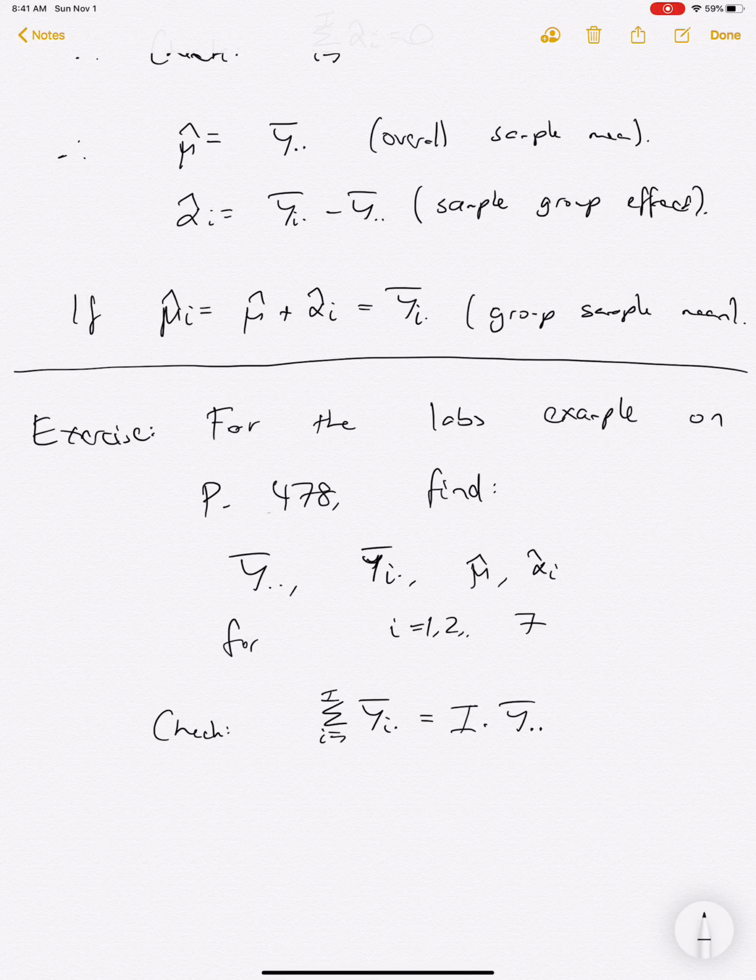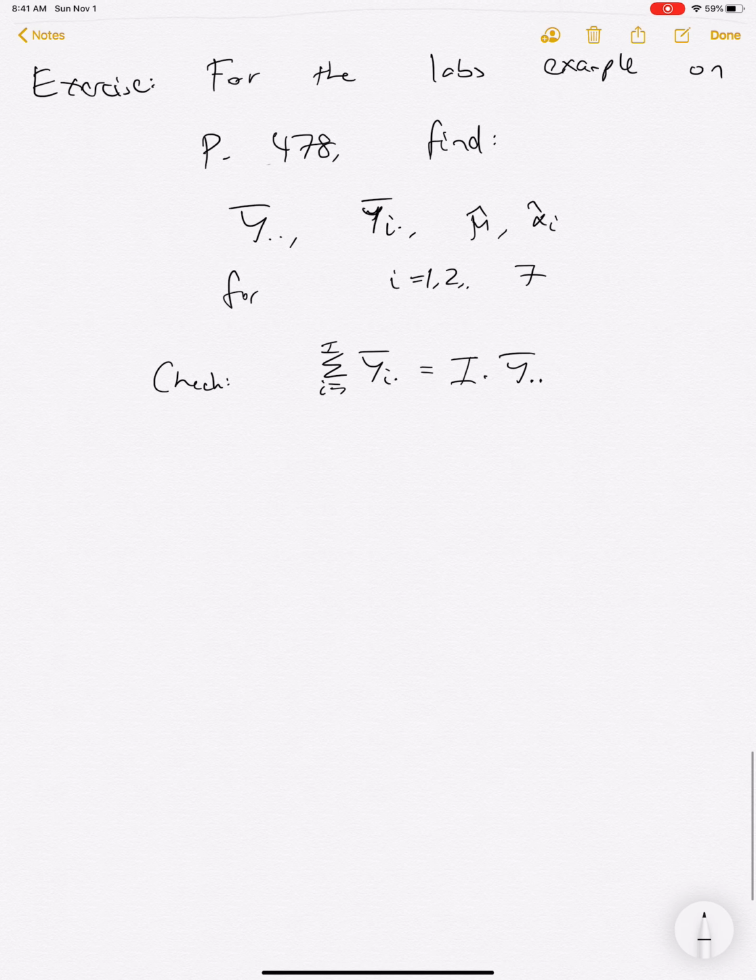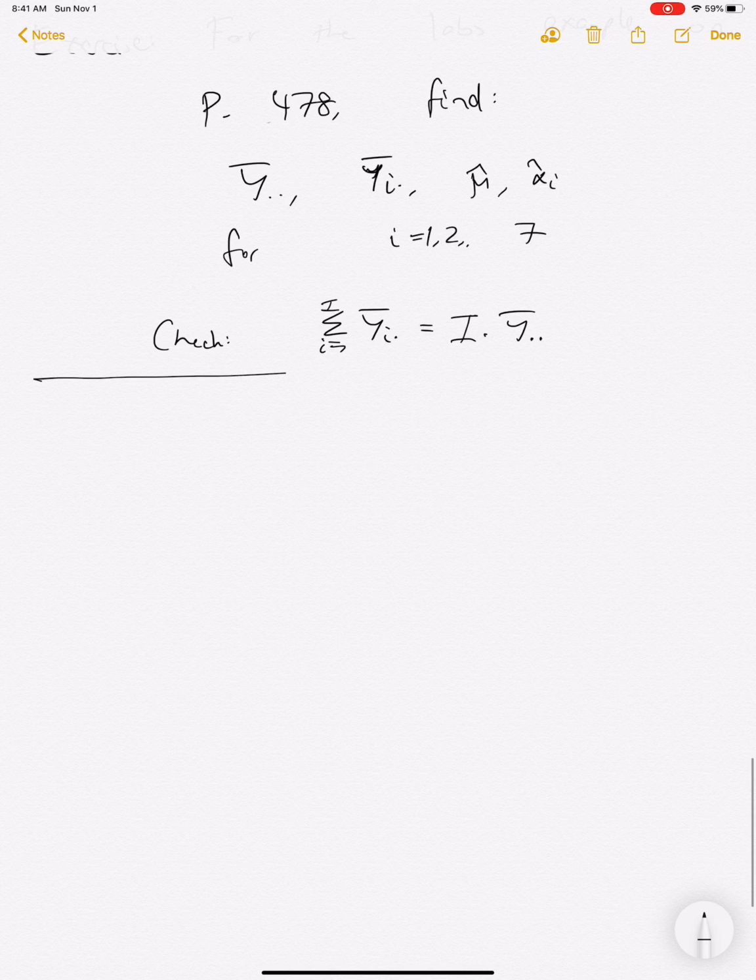Okay, so that covers the estimation of the mu hat and the alpha i's pretty easily, and it's something that you can hopefully get comfortable with pretty soon. Where the question gets interesting is if we look at the hypothesis testing here.